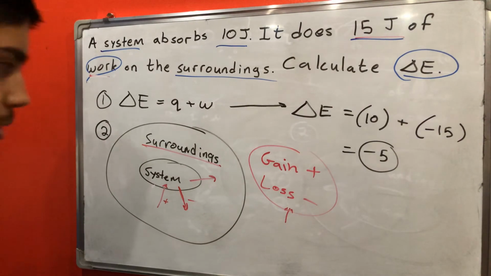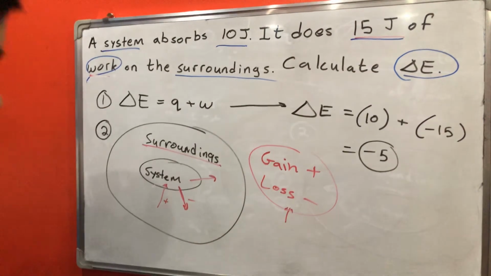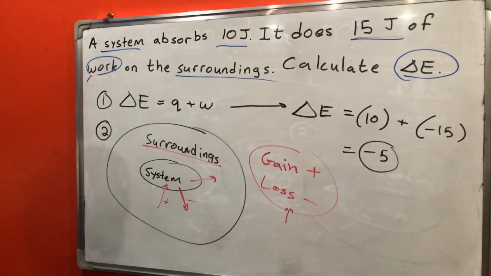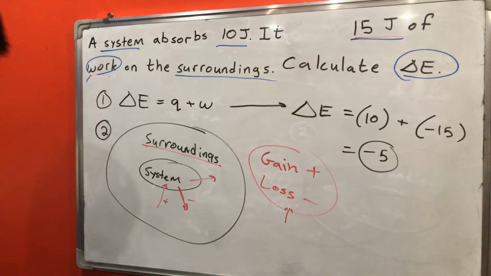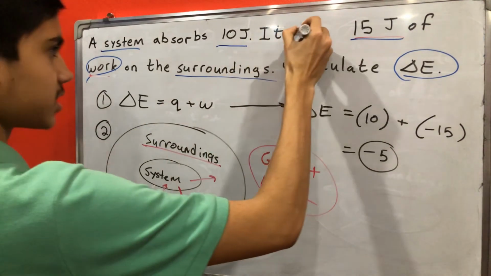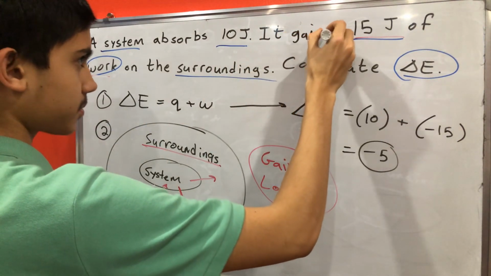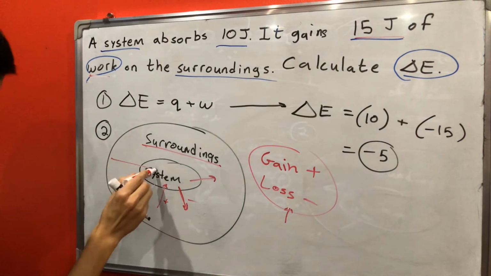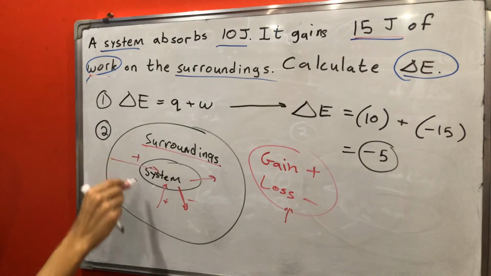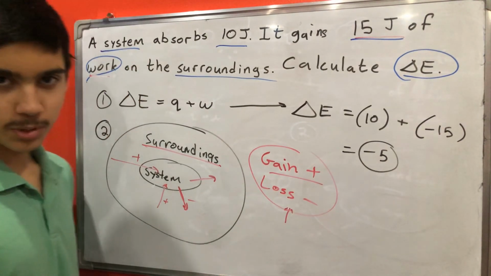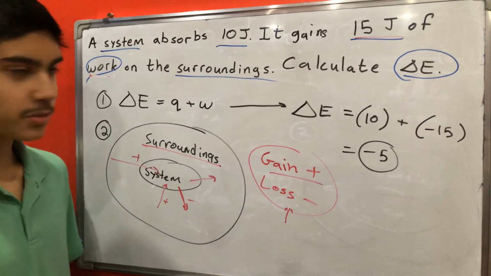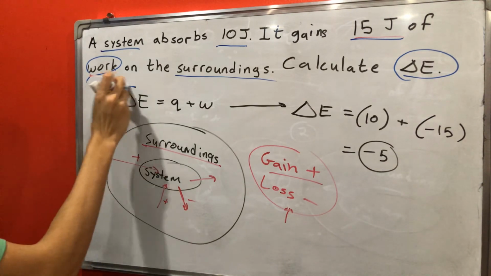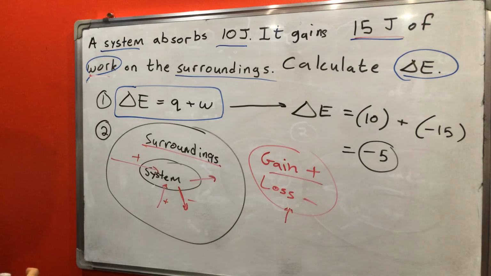And just to make sure we understand this concept, what if it says it gains 15 joules of work? It gains 15 joules, right? That means that it would go in like this. It goes to the system, and if it goes to the system, you're gaining and you're positive, so that would be a positive 15. So that's how we use the first law of thermodynamics, which is this equation right here, delta E equals Q plus W, to solve word problems.